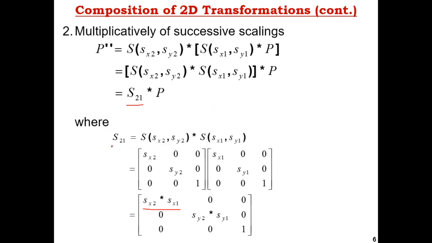You can see how this S21 is generated. You can see this one. Again the interesting point here is the asterisk. Asterisk means into, that is, Sx2 into Sx1. In algebra we know that multiplication is always commutative, meaning A into B is equal to B into A. So S21 and S12 are commutative.